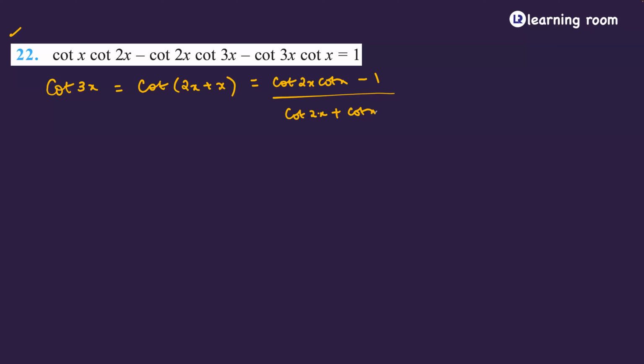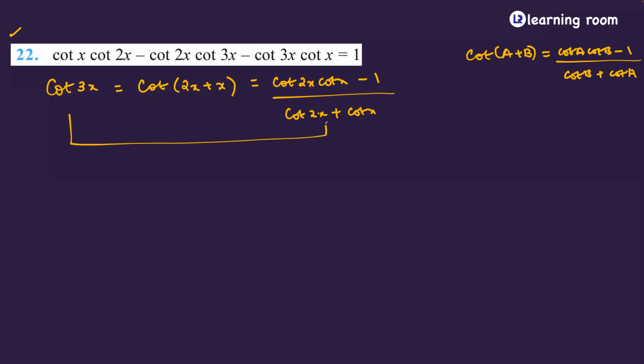Actually, it is cot b plus cot a. It is still fine. So the formula is: cot of (a plus b) is equal to (cot a cot b minus 1) divided by (cot b plus cot a). That is what I applied. Now I'm going to look at the first and the third term alone.